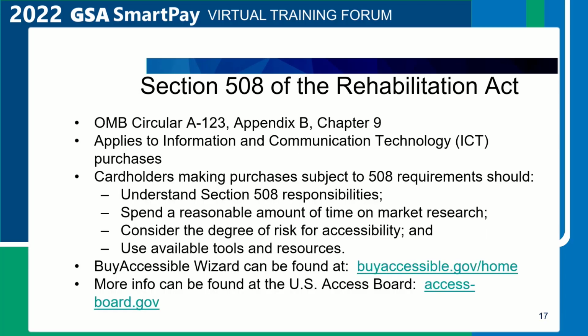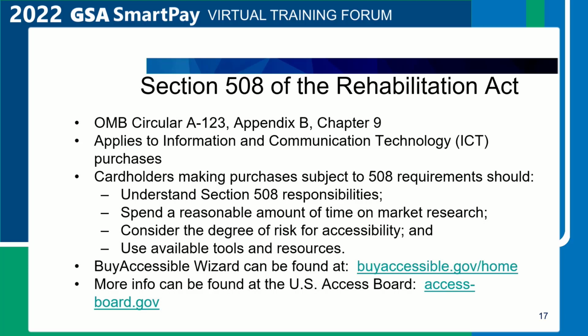Section 508 of the Rehabilitation Act. Section 508 of the Rehabilitation Act requires that federal departments use information and communication technology that allows employees with disabilities to have access to and use of information and data that is comparable to the access to and use of information by other employees. Section 508 also requires that individuals with disabilities have access to and use of information and data.